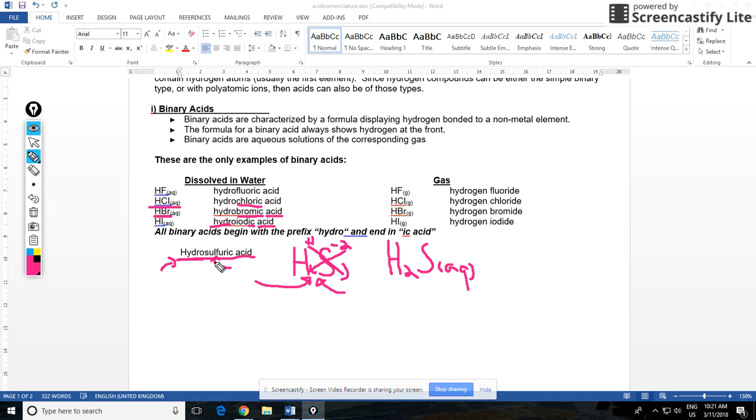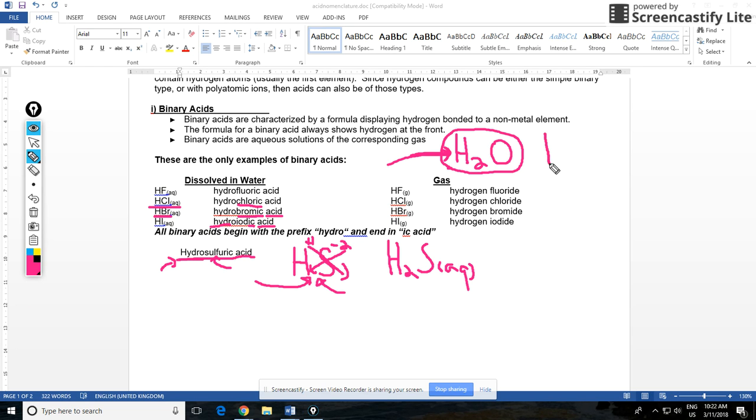Now I told you that when you are looking at formulas, you need to pay close attention to see if you have an acid or not. And usually the acid formula for binary acids starts with an H, but you can't approach this blindly. So for example, if I gave you H2O, you should know that this is not an acid. This is water. It's actually neutral. There is an H there, but this is not an acid.